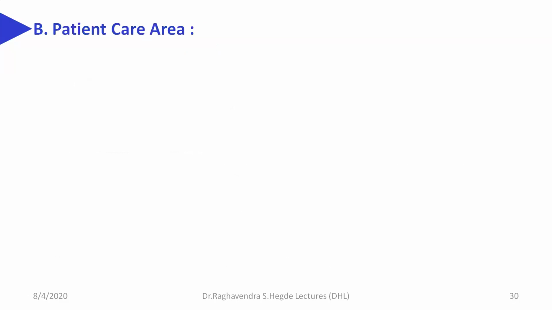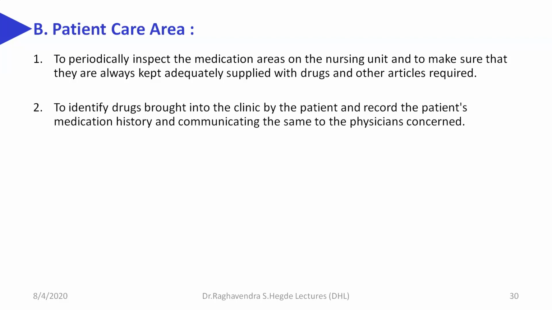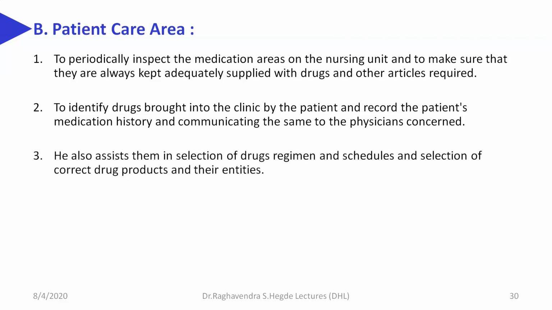Coming to the patient care areas, to periodically inspect the medication areas on the nursing unit and to make sure that they are always kept adequately supplied with drugs and other articles whenever required. To identify drugs brought into the clinic by the patient and record the patient's medication history and communicate the same to the physicians concerned. He also assists them in selection of drug regimens and schedules and selection of correct dose products and their entities.